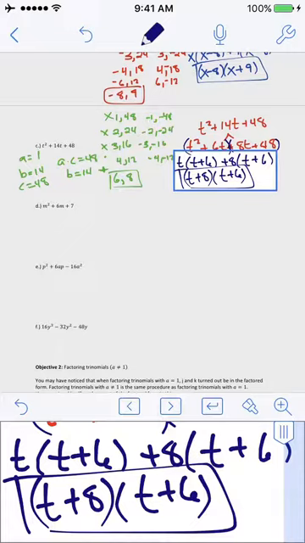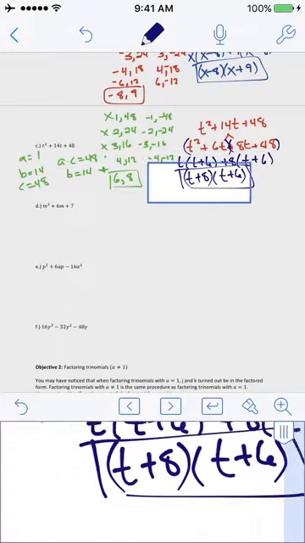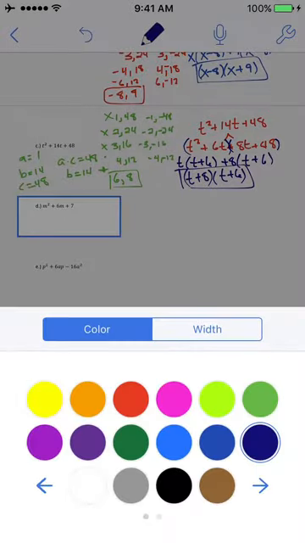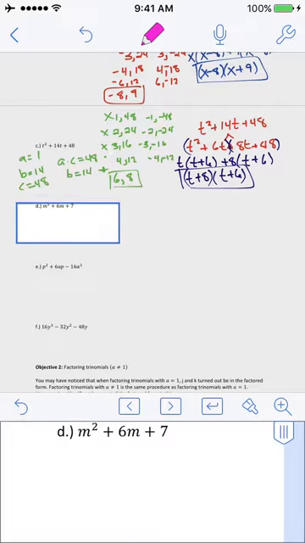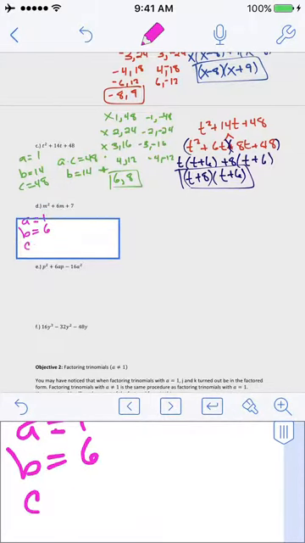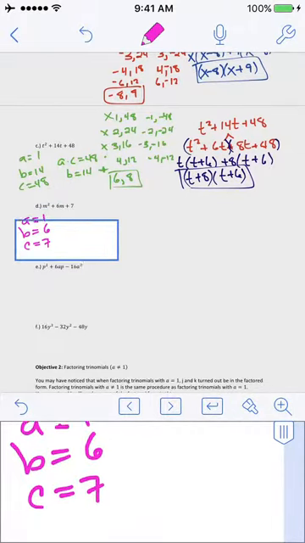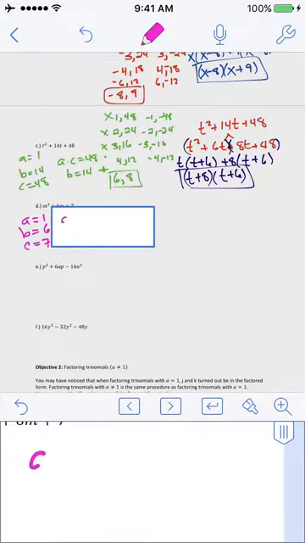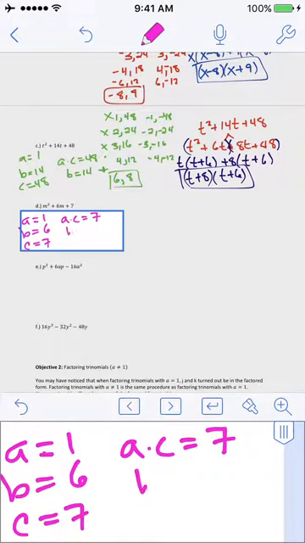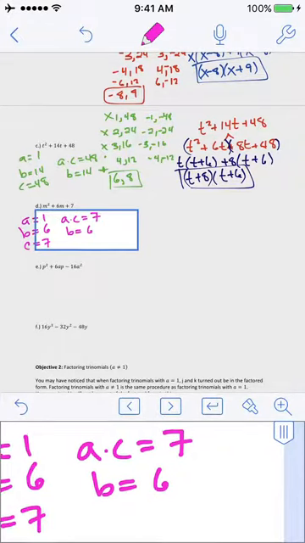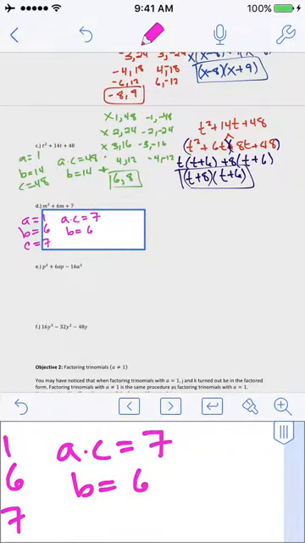Alrighty, hopefully this is starting to make sense, right? The game is starting to make sense as it goes along. I'm just going to keep going. m squared plus 6m plus 7. So a is equal to 1, b is equal to 6, c is equal to 7. Right? 1, 6, and 7. So I need two things that multiply to 1 times 7, or 7, and add to 6. Ooh, interesting. Let's see. Things that multiply to 7 and add to 6.